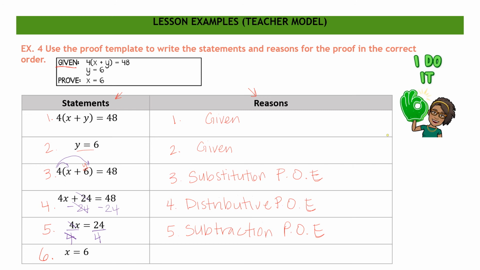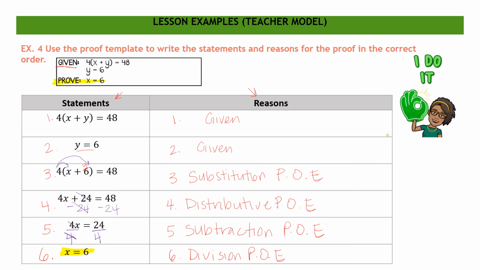So here I used, sorry, that's supposed to be 6. I'm ahead of myself. 6 is the division property of equality. And as you can see, when you finish your proof, you will always finish out with what was proven. And as you can see, this is what we were trying to prove. We were trying to prove that x equals 6. And that's exactly what we did.